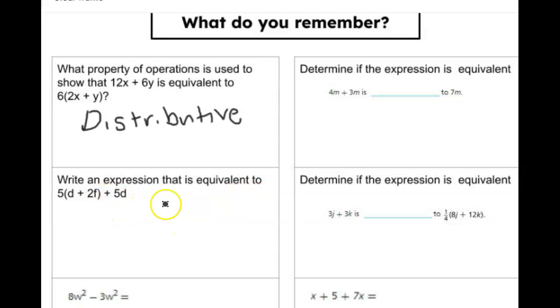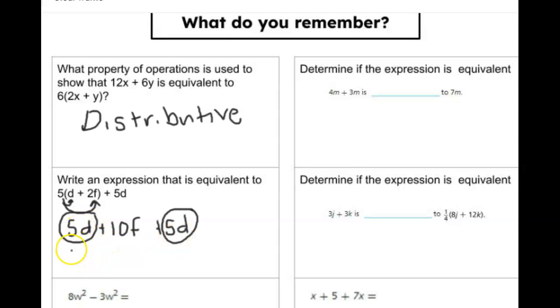Write an expression that is equivalent to this. So I'm going to go ahead and use the distributive property. 5 times d is 5d. 5 times 2f is 10f plus 5d. Now I'm going to add like terms. This has a d on it and this has a d on it. So 5d plus 5d is 10d plus 10f. I cannot go farther than this because they have different letters on them.